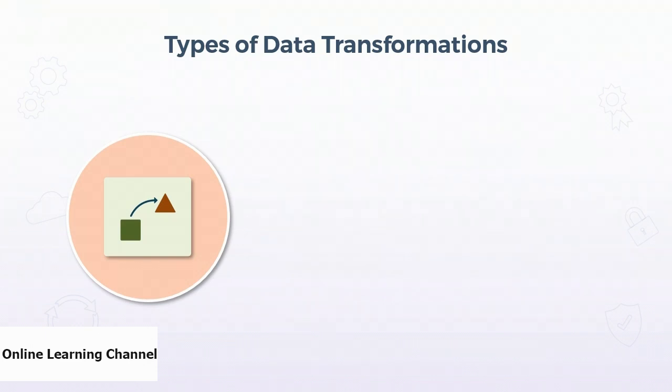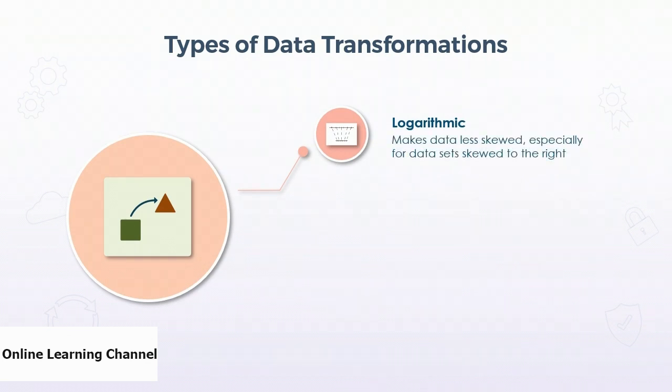increasing model performance accuracies. The simplest and most commonly used data transformation is log transformation, which changes the values to a natural log or a log base 10, making the data less skewed, especially for datasets which are skewed to the right. Also, the log transformation significantly transforms the distribution shape.